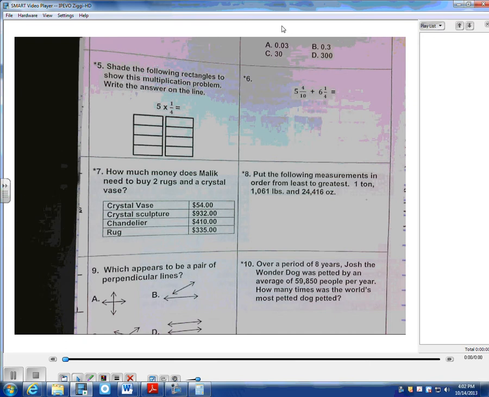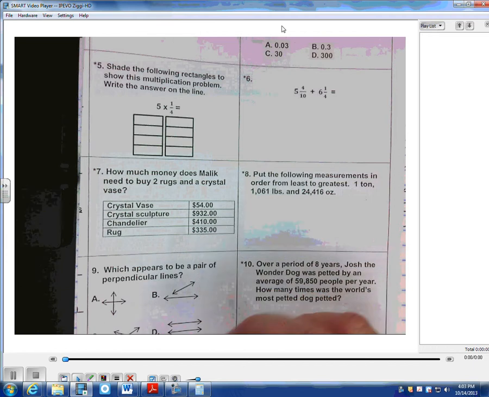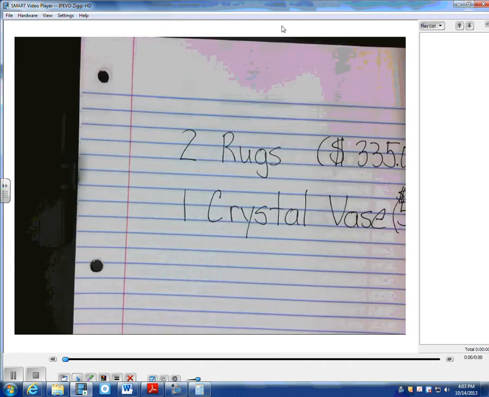Okay, in the chart there, it tells you the crystal vase costs $54. A crystal sculpture costs $932. A chandelier costs $410. And a rug costs $335. So again, in this problem, they're asking us to buy 2 rugs and a crystal vase. So the crystal sculpture and the chandelier, we do not need to know that information. They put that in there just to kind of confuse you. We do not need to know that. So let's look at this.